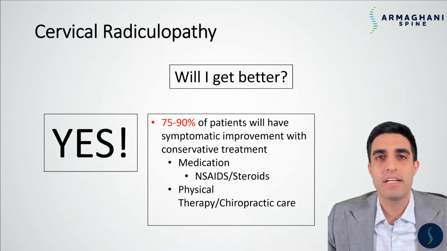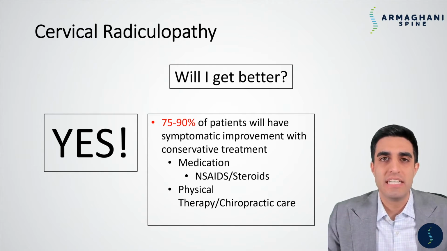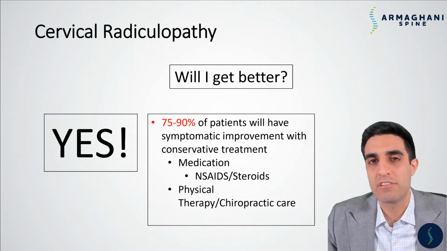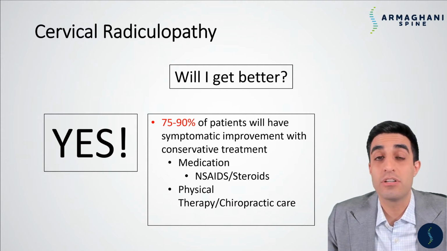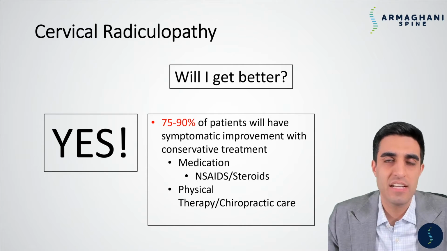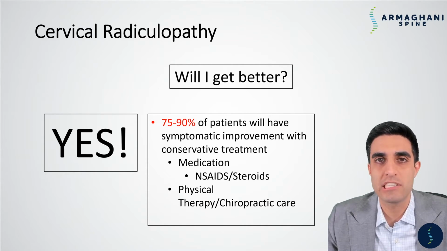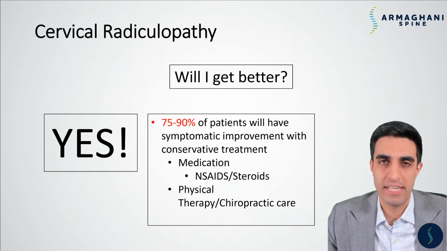What physical therapy and chiropractic care are able to do is they're able to stretch you and put you in different positions such that your nerve may not be getting as compressed, and it also helps keep some of your muscle tone if you are developing weakness.